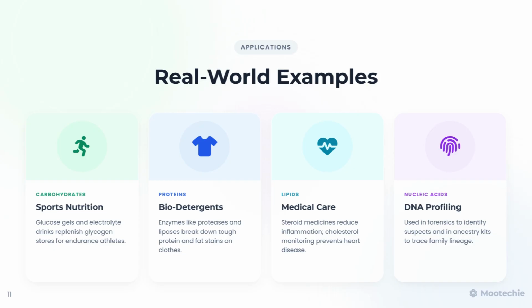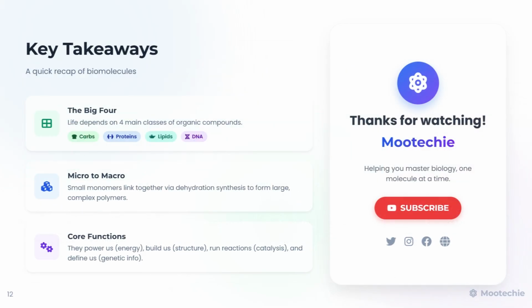And finally, for our key takeaways, let's do a quick recap. Remember, life depends on the big 4 main classes of organic compounds: carbs, proteins, lipids, and nucleic acids like DNA. We saw how life builds from micro to macro, where small monomers link together via dehydration synthesis to form large, complex polymers. And we learned about their core functions. They power us with energy, build our structure, run reactions as catalysts, and define who we are through genetic information.